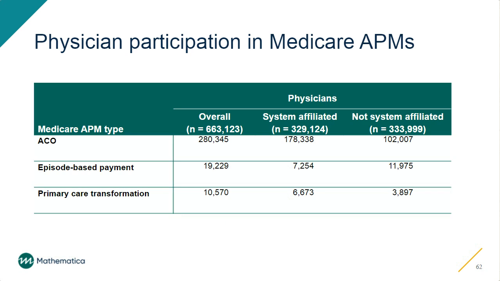This slide shows that physician participation in Medicare APMs was driven by participation in ACO models. You see a much bigger number in the top row compared to the bottom 2 rows. So you also see that a relatively small number of U.S. physicians billing Medicare were participating in Medicare episode-based payment models or the primary care transformation model. This is in part because only certain types of physicians and practices were eligible for these Medicare APMs. So just to give you an example, Medicare's oncology care model is targeted at physicians who treat beneficiaries with cancer. And the Comprehensive Primary Care Plus model, which is the primary care transformation model, is targeted at primary care practices.